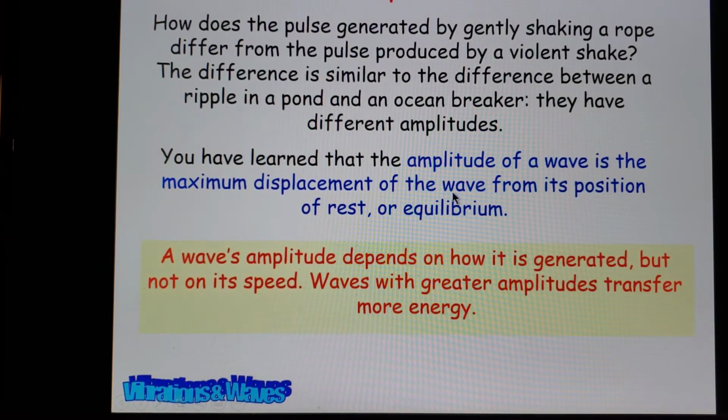A wave's amplitude depends on how it's generated, but not its speed. Waves with greater amplitudes transfer more energy. That kind of makes sense. If the water's piled up higher, it has more energy moving along with it.